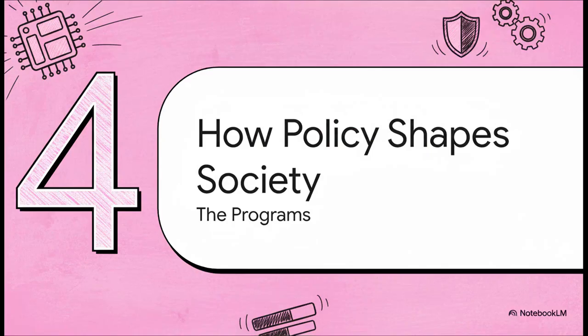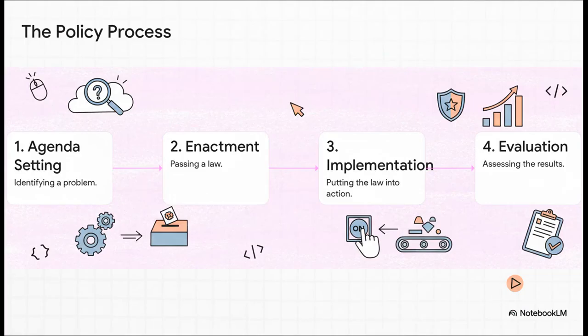So after all that, what does this whole system actually do? Well, it creates and carries out public policy, the programs that literally shape our society. Making public policy generally follows a four-step cycle. First, a problem has to get on the government's to-do list. That's called agenda setting. Then, a law is passed and signed. Next, government agencies have to figure out how to actually put that law into practice. And finally, we evaluate whether or not the policy actually worked.